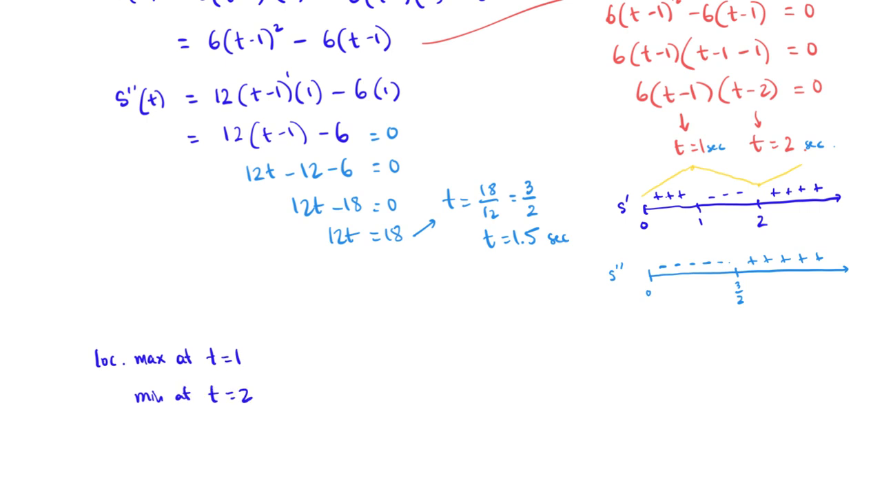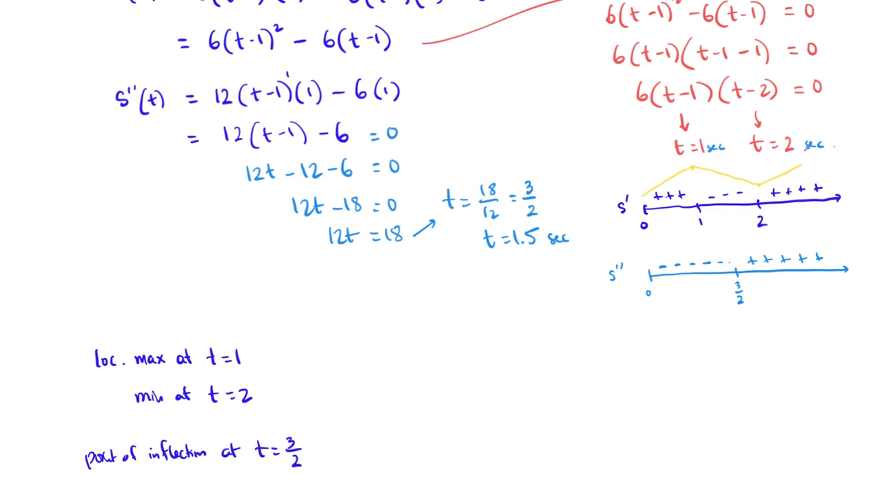t equals 2. The second derivative changes sign at 3 over 2 from negative to positive, the graph concave down and then concave up. Since it changes the concavity at 3 over 2, we have a point of inflection at t equals 1.5 or 3 over 2.